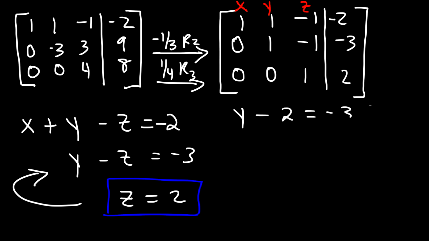So now we have everything. So the answer is 1, 2, 3. X is 1, Y is 2, Z is 3. And that's it.